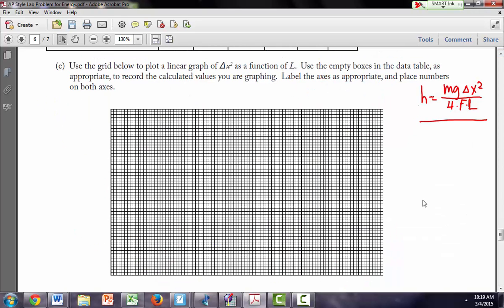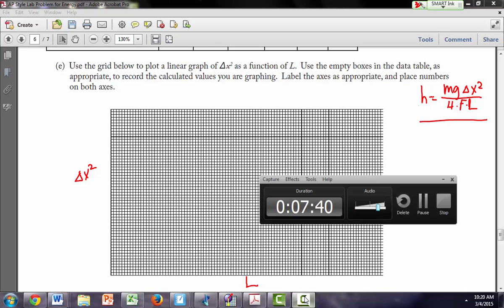Okay, here's the relationship I had on the last page. Use the grid below to plot a linear graph of delta x squared as a function of L. So L would be on the independent axis because delta x squared is a function of L, so that's the y value. Use the empty boxes in the data table as appropriate to record the calculated values that you are graphing. Label the axes as appropriate and place the numbers on both axes. I will do that offline.